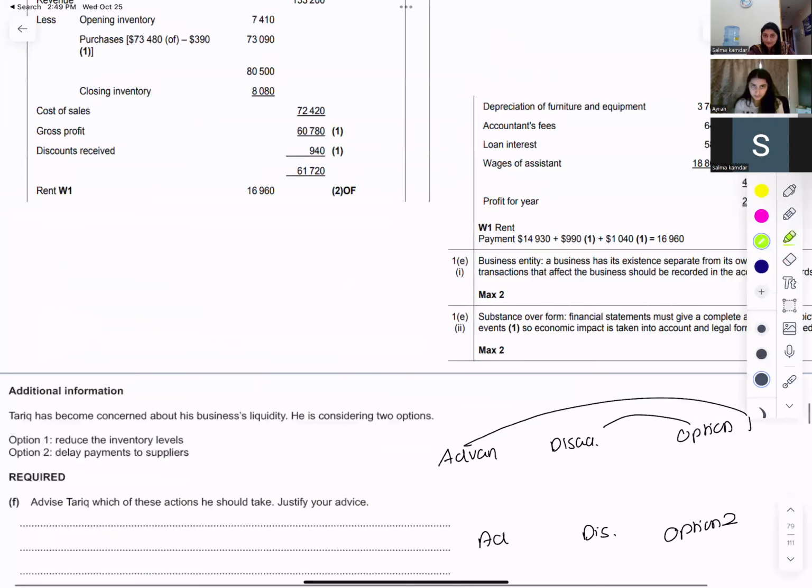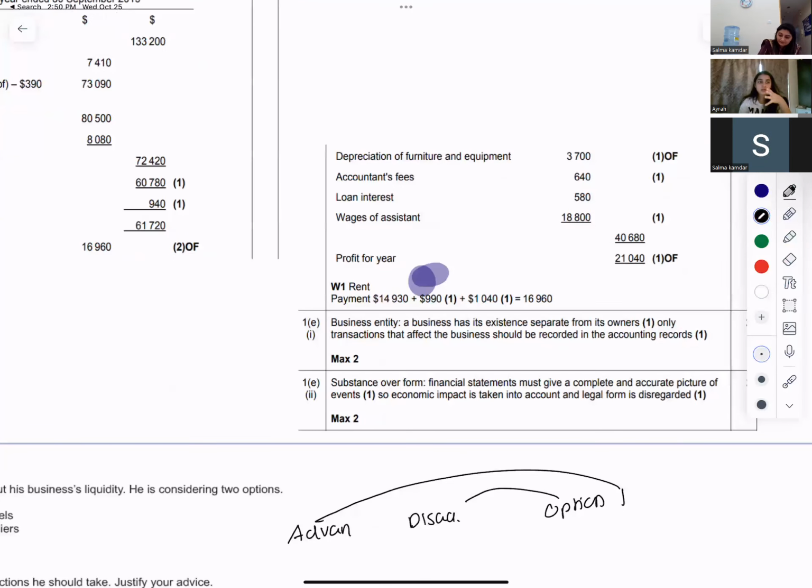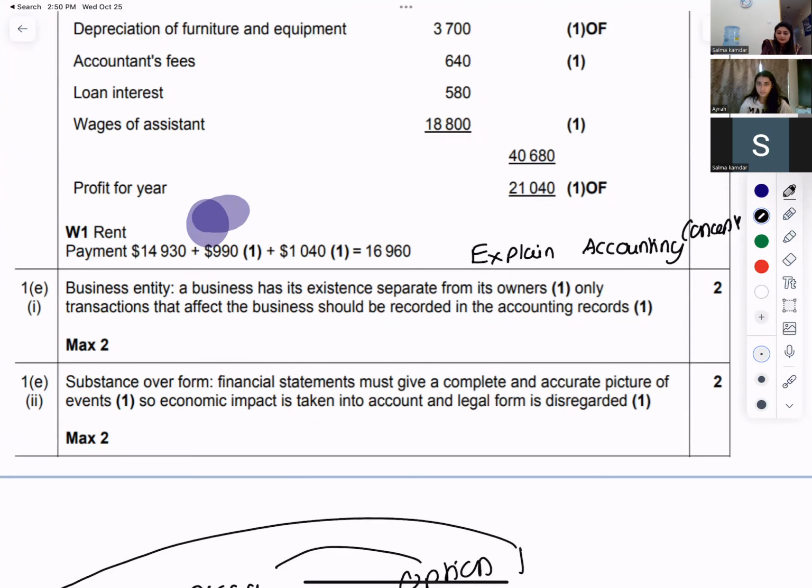The business entity concept is when the business should have a separate legal identity from its owner, right? And the business has its existence separate from the owners. They are asking you to explain the accounting concept. Basically, transactions that happen regarding the owner shouldn't be recorded in the business's financial documents. For example, if the owner buys a car, that's not supposed to be recorded in our income statement.